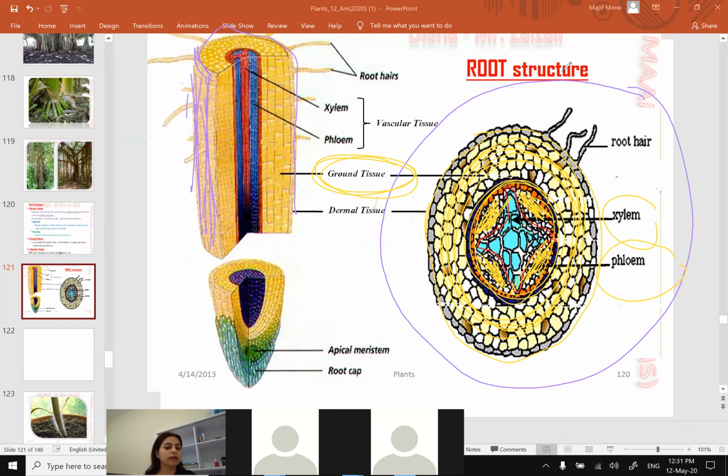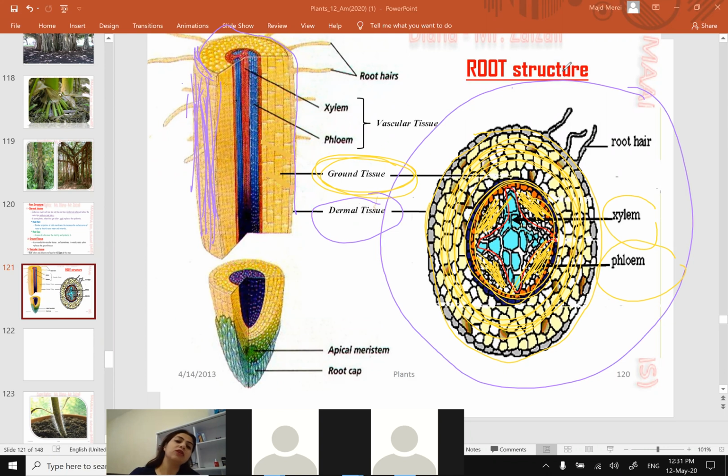The outermost layer is dermal tissue. At the center, at the core, are the vascular tissues, the two vascular tissues xylem and phloem.